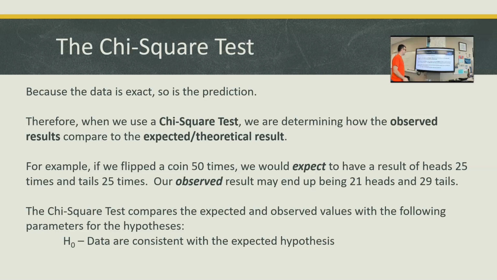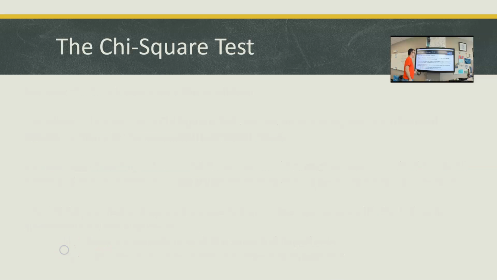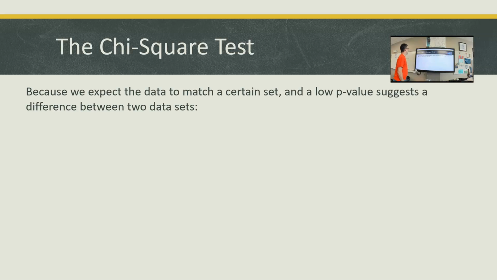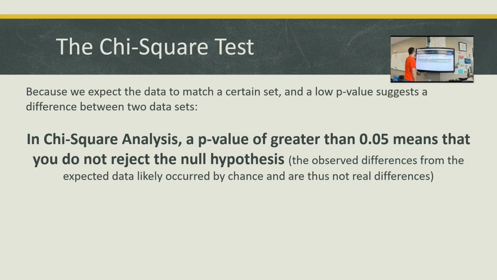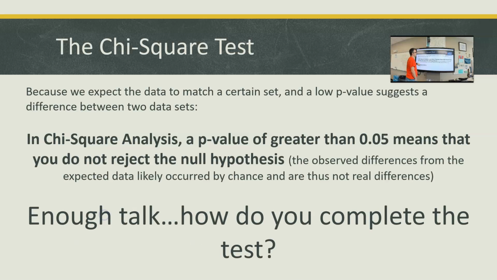H sub 0 is that data are consistent with the expected hypothesis, and your alternative hypothesis is that the data are inconsistent with the expected hypothesis. Because we expect the data to match a certain set, and a low p-value suggests a difference between two data sets, in this one, and usually only the chi-squared analysis, a p-value of greater than 0.05 means that you do not reject the null hypothesis. So the observed differences from the expected data likely occurred by chance and are thus not real differences. This is unique to chi-squared.